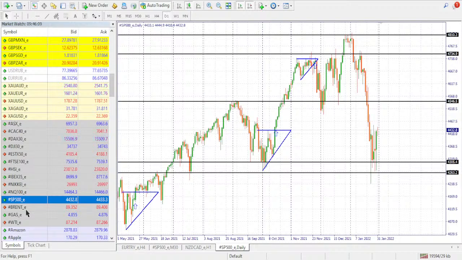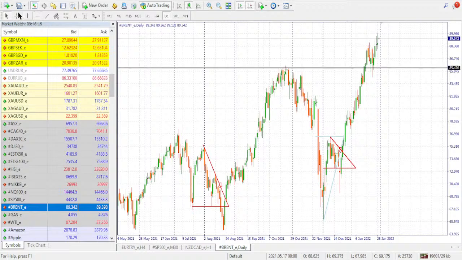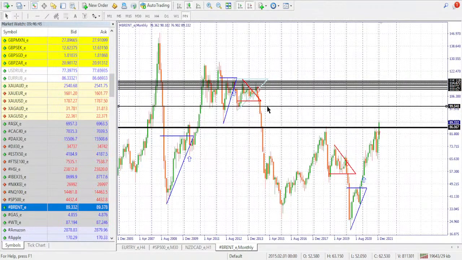The last symbol is the Brent oil. So the Brent oil also, we took a buy some few days ago. We had a buy position. If you remember what I said previously, I actually indicated that on this chart, basically we are still buyers up to the first target we have at this level here.